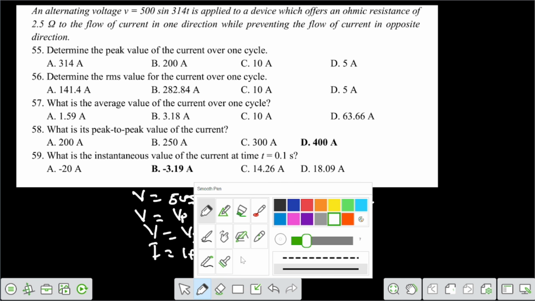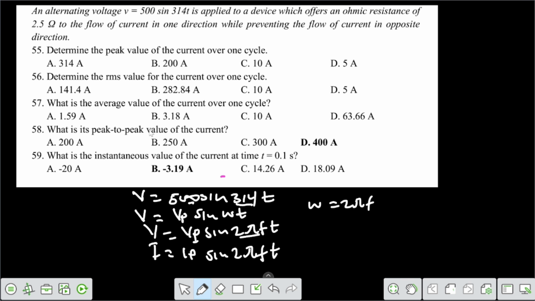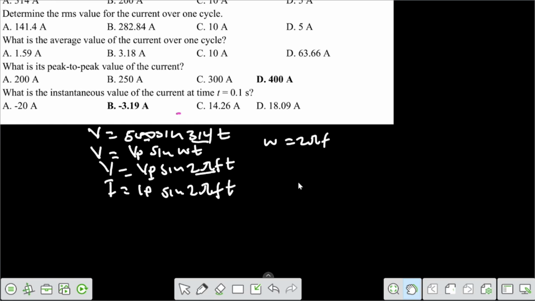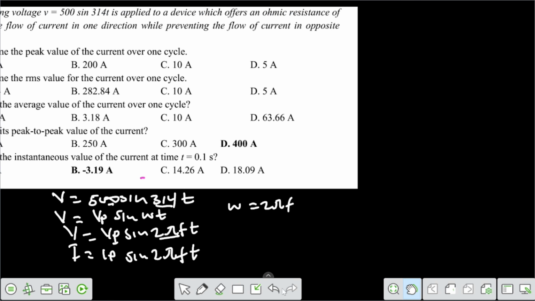The question states clearly that an alternating voltage V is equal to 500 sine 314t. So now, what are they telling us to find? A resistance of 2.5 ohm was given to us. The question states that we should determine the peak value of the current over one cycle. So to understand this, we need to understand how the cycle works, right?